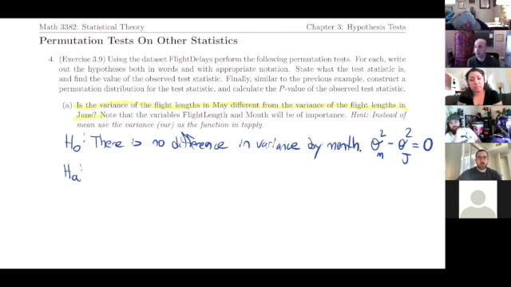What would the alternative hypothesis be here? Does anyone want to share that? Would it just be not equal to 0? That's right. They were not suspecting that May had a bigger variance than June or June had a bigger variance than May. They're just curious as far as whether there's some difference, one bigger than the other.